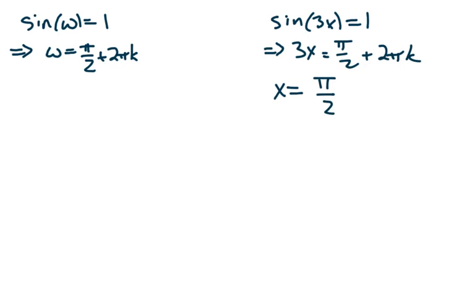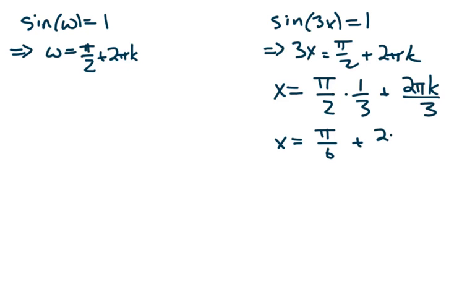Pi over 2 divided by 3? Nah, pi over 2 times the reciprocal of 3. And 2 pi k divided by 3. Well, that's fine. Let's just go ahead and divide that by 3. But when we see this product of fractions, it gets to be pi over 6, and this is 2 pi k over 3.